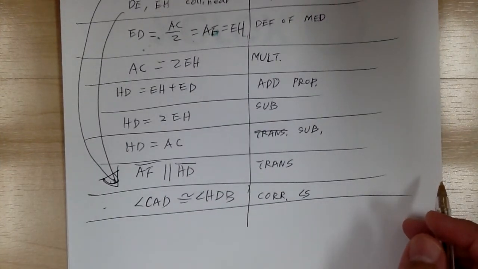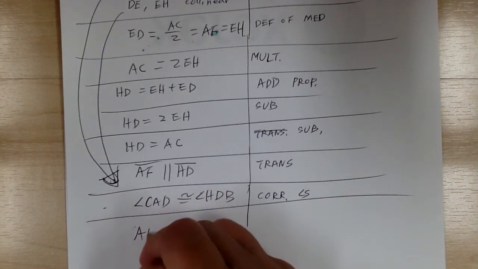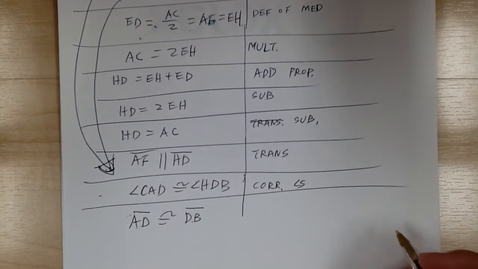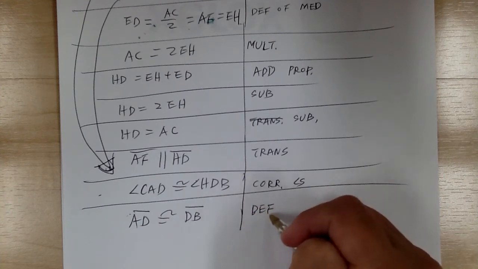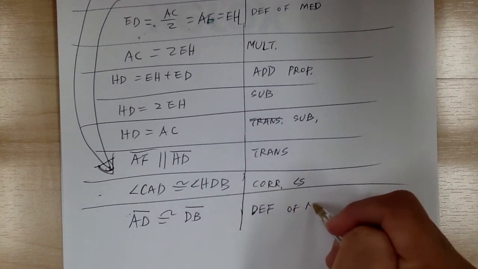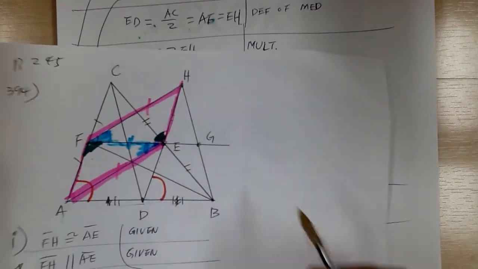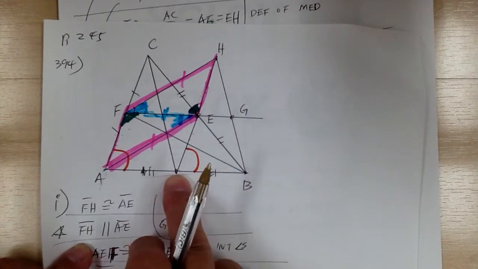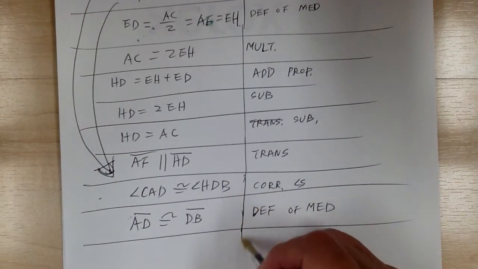Okay, almost done. Then after that, you have AD is congruent to DB. Again, this is the definition of median. So you got AD is congruent to DB, right? Because this is the median, this is the midpoint, so they are congruent.